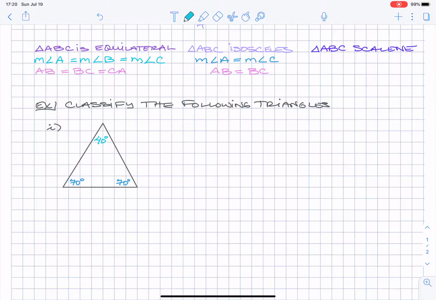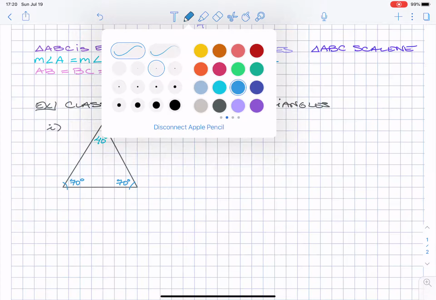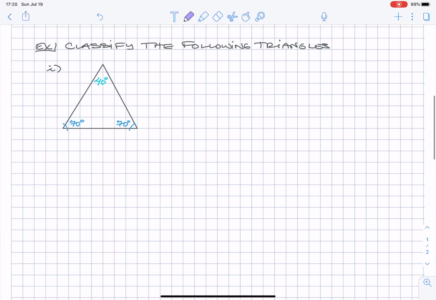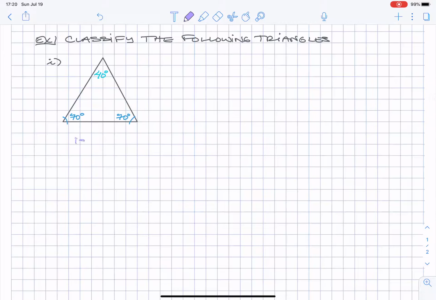So if the two bottom angles have the same measure, maybe I'll do this, then I know that this is an isosceles triangle, right? Isosceles. Okay? Because two of the three sides and two of the three angles are the same.